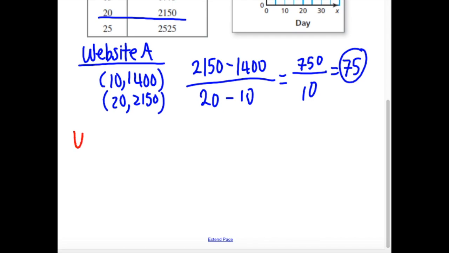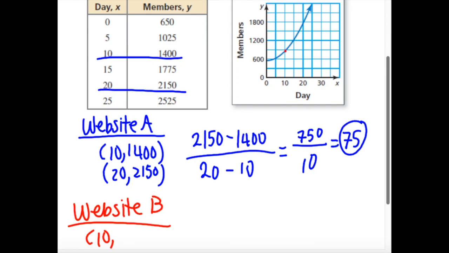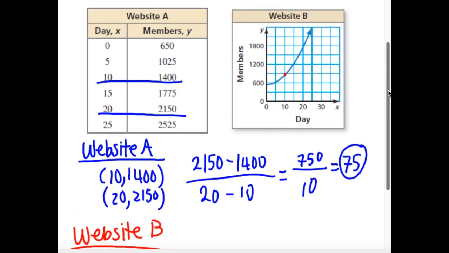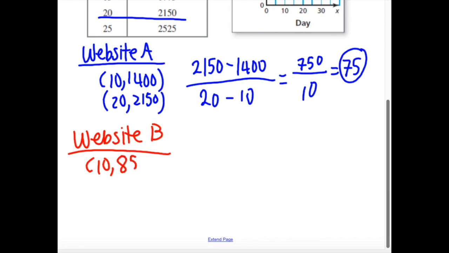So that's website A. We're going to look at website B, and for website B you have to go back to the graph. If you have to rewind to see the graph, please do so. For day 10, you have approximately right there, which is in between 600 and 1200, so I'm going to say 850. So (10, 850). And then the other point is day 20, and that's at 1800.